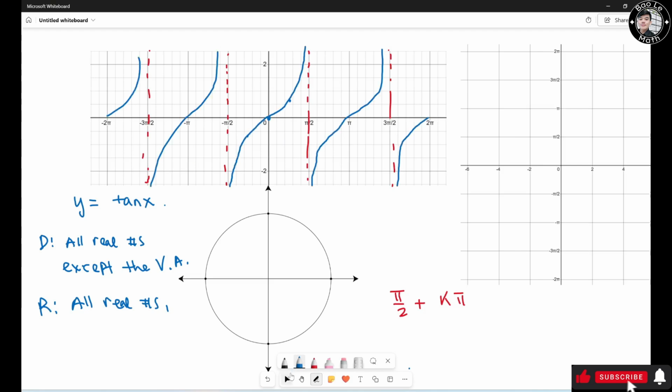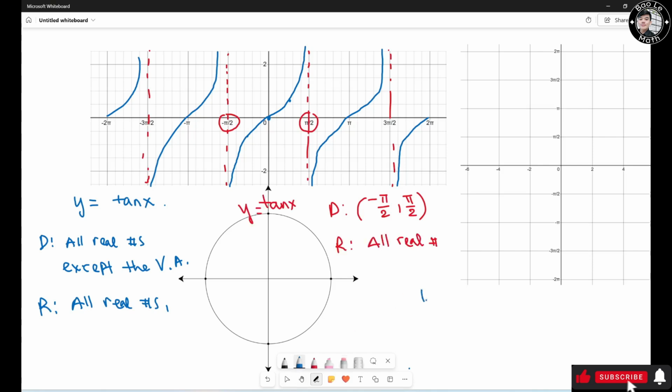Now, in order for the inverse of the tangent function to be a function, we need to restrict the domain, right? So the restricted domain of the tangent function should be from negative pi over 2 to pi over 2. But we're not going to include the vertical asymptotes because right at these two vertical asymptotes, the tangent function is undefined, right? So we should have the open parenthesis right here. So negative pi over 2 to pi over 2, right? So it should be an open interval, right? The range of this one is still all real numbers, right?